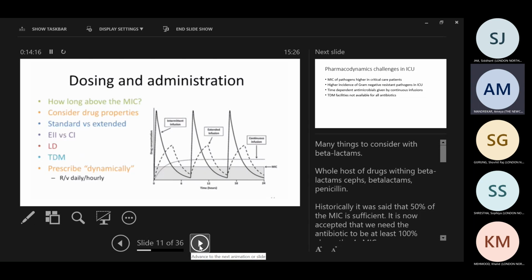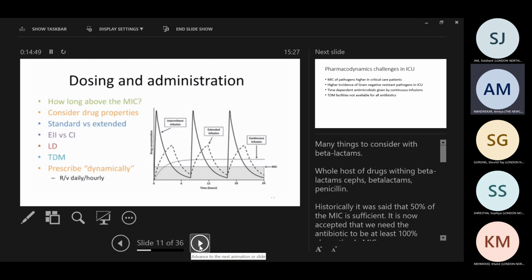So how do you dose it? How long above the MIC do you need to be? There are different things out there in the literature, and there are the BLING-1, BLING-2 and BLING-3 trials. Unfortunately, the earlier trials did not show any improvement in outcomes. We're awaiting the BLING-3 trial results, which test beta-lactam as a continuous infusion. Hopefully, based on that, we can change our protocols to recommend continuous infusions. What we currently do is the intermittent infusion, which gives you these spikes.